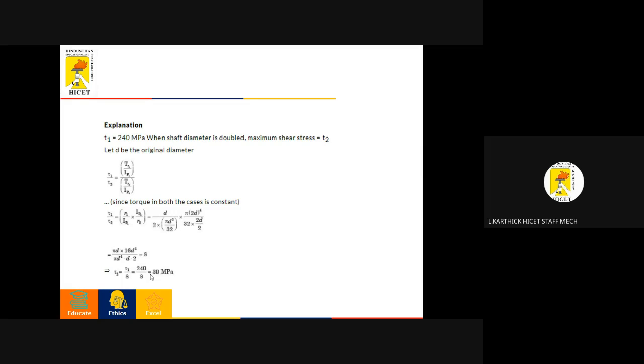So this is the actual value when maximum shear stress is 240 megapascal and the diameter is doubled. The maximum shear stress will be 30 megapascal. So it indicates that if the diameter is doubled, then the shear stress will be decreased. So it's a simple concept. Just try to take a look at it. Then we will move to the next problem. Okay, shall we move to the next problem?